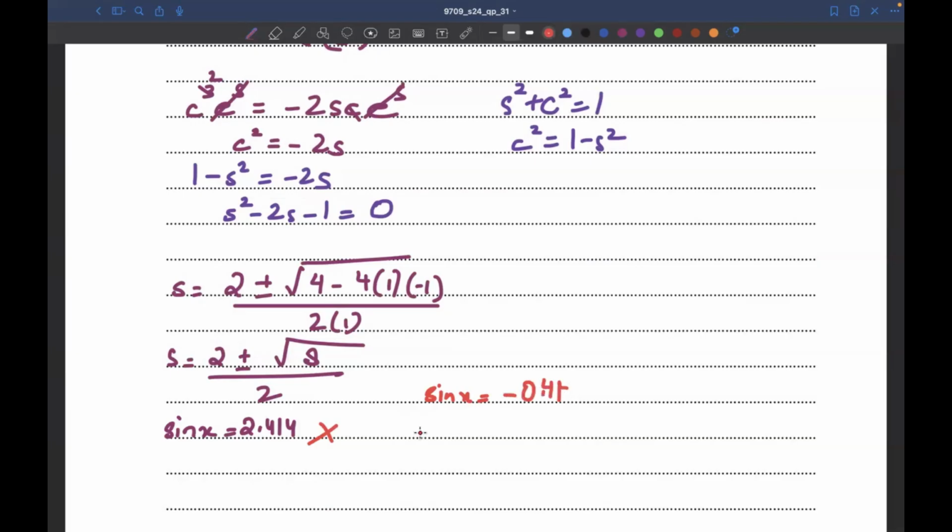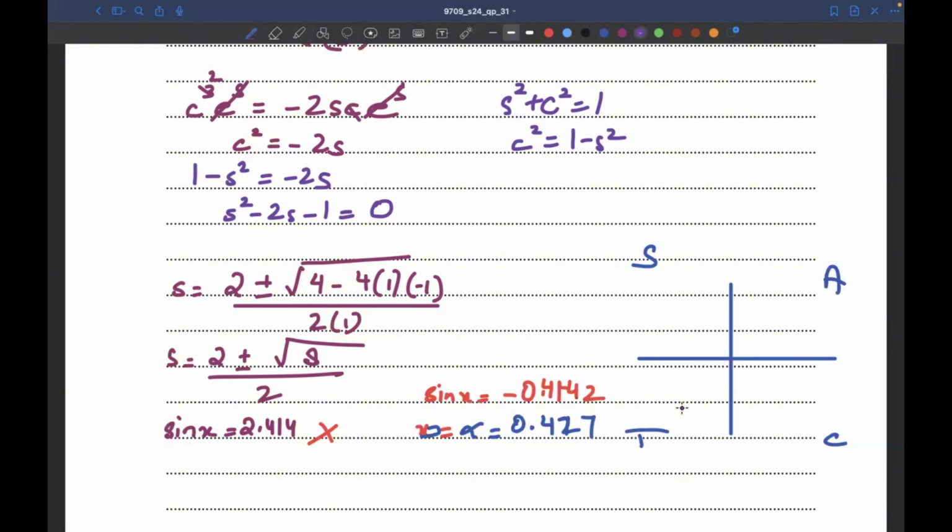0.4142. And then x will be equal to, now the first step we always do when we have this trigonometric term is we'll find the basic angle. So the basic angle will be shift sine inverse of 0.4142 and we'll get 0.427. Now as it is a negative term, we will make this in the negative quadrants. So we have A, C, T, S. The negative quadrants of sine are the third and the fourth quadrant. So we will make 0.427 over here and in the fourth quadrant.